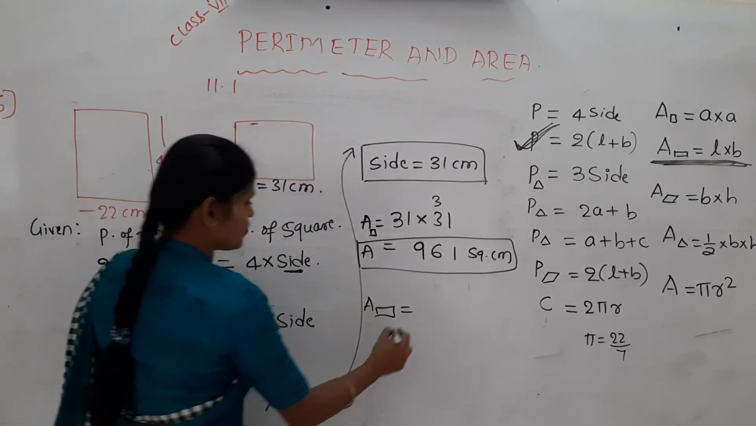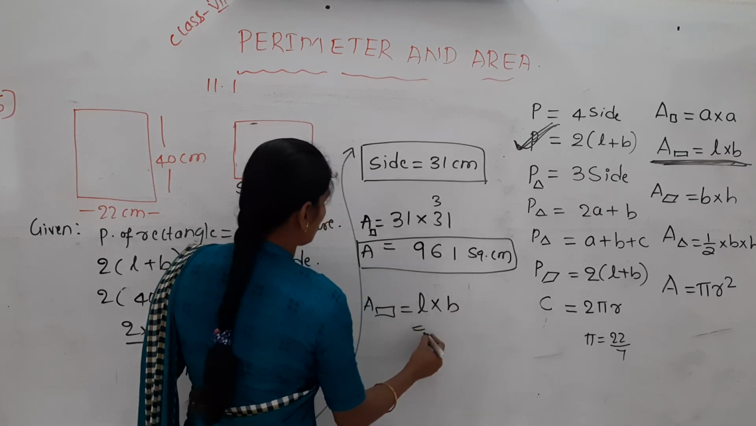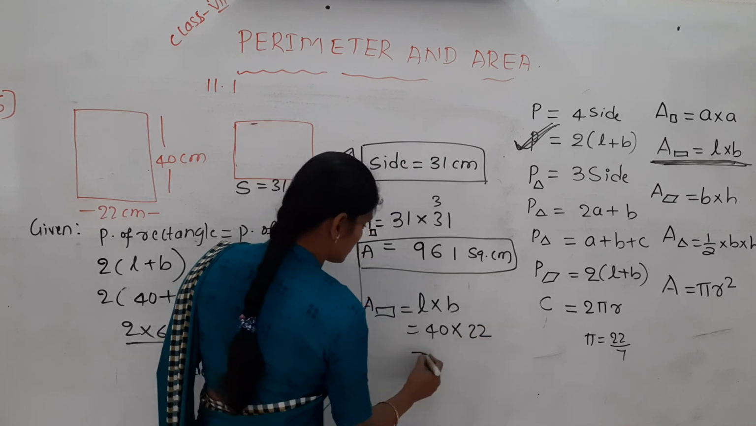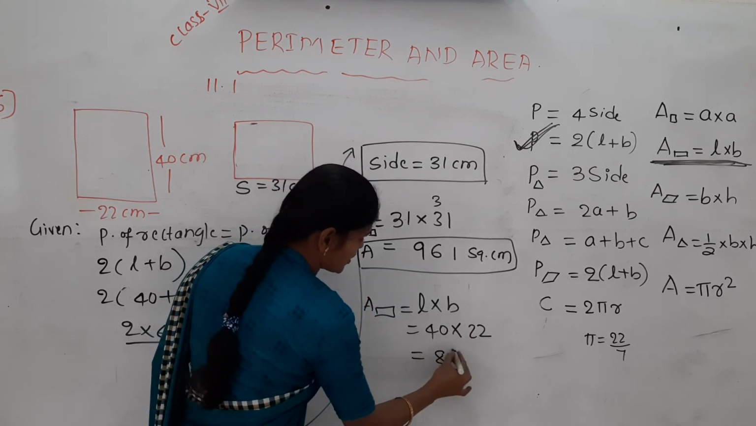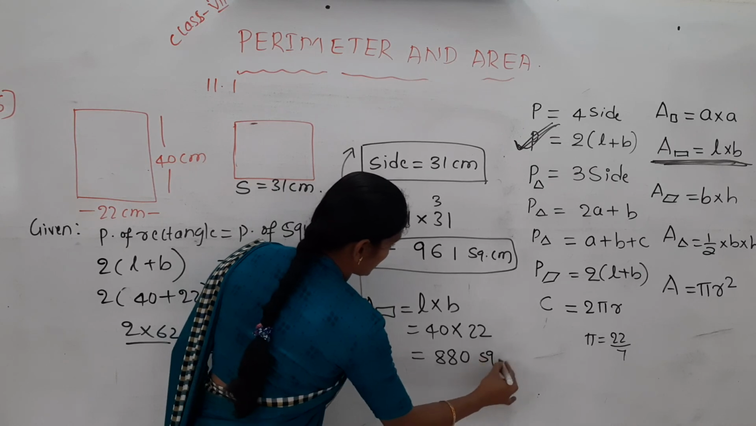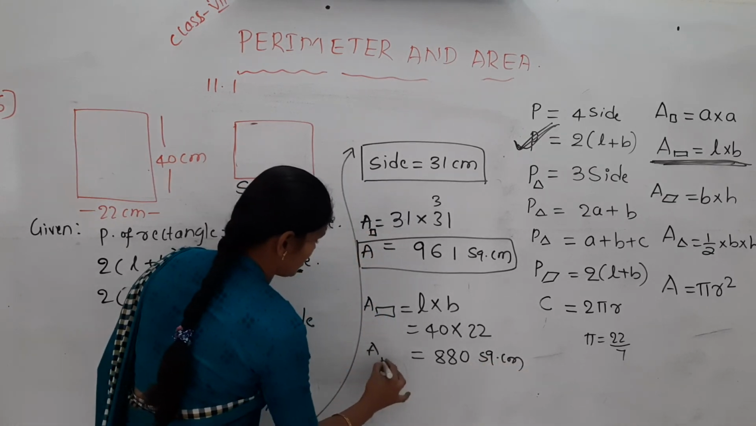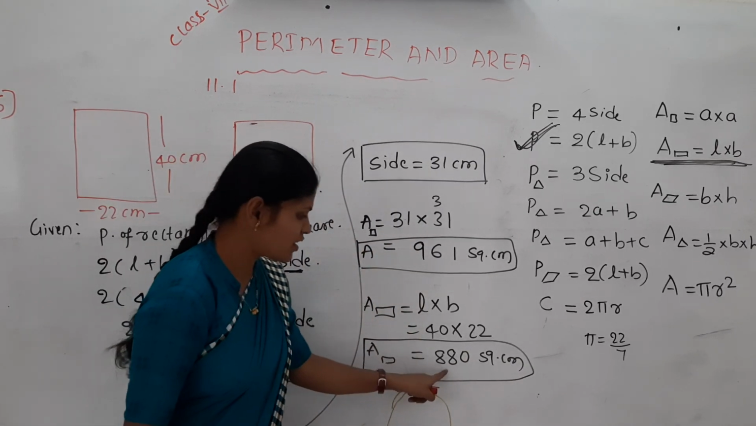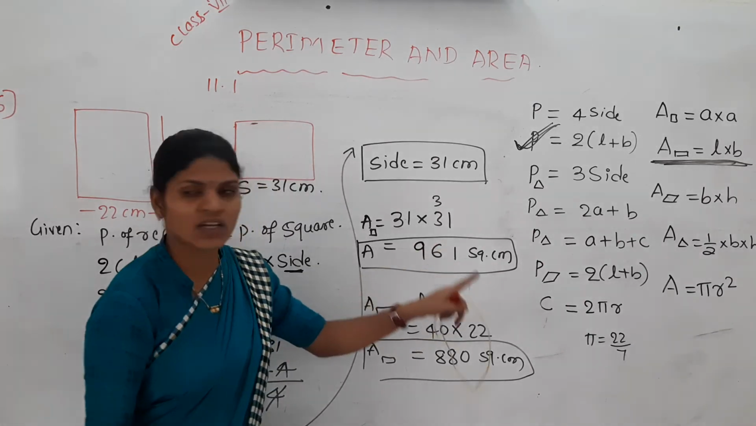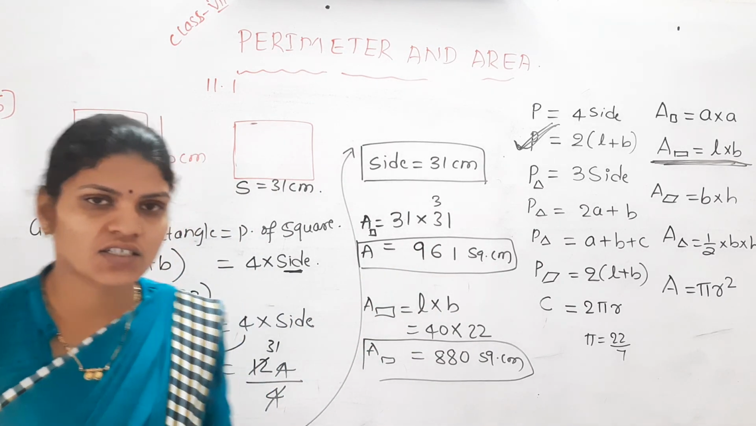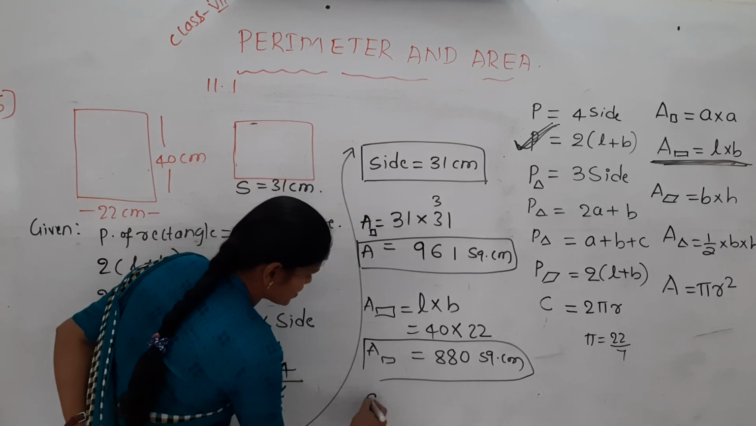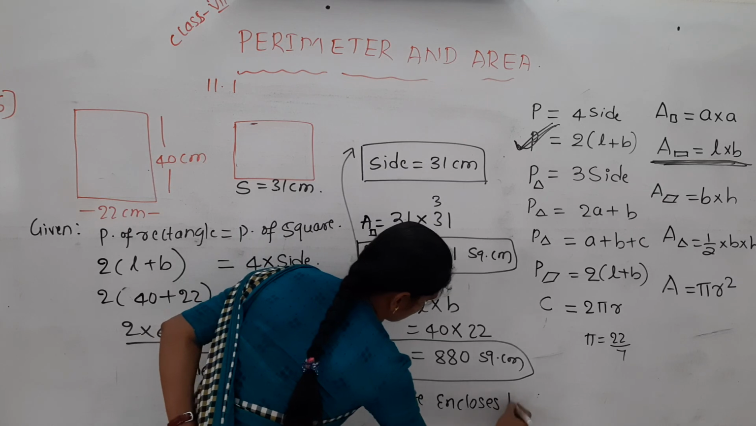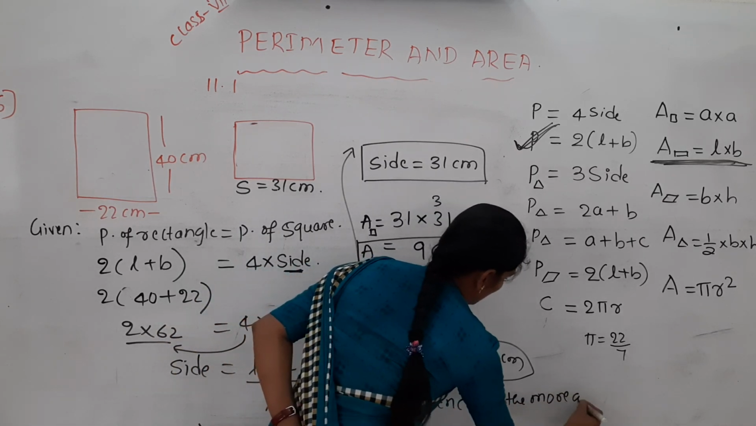Then area of a rectangle is how much? Length into breadth. Length is 40 centimeter and breadth is 22 centimeter. 22 fours are how much? 88. 880 square centimeter. It is the area of the rectangle. Just compare these two. Which encloses more area? 880 is more or 961 is more? Yes, 961 is more here. So the square encloses more area.